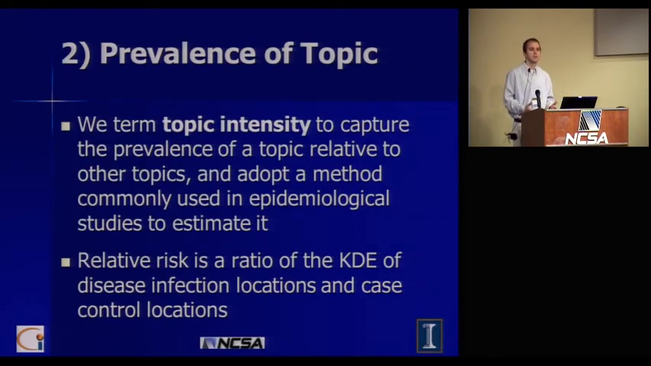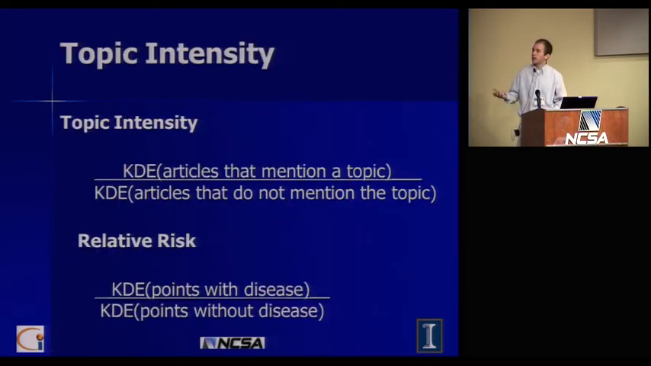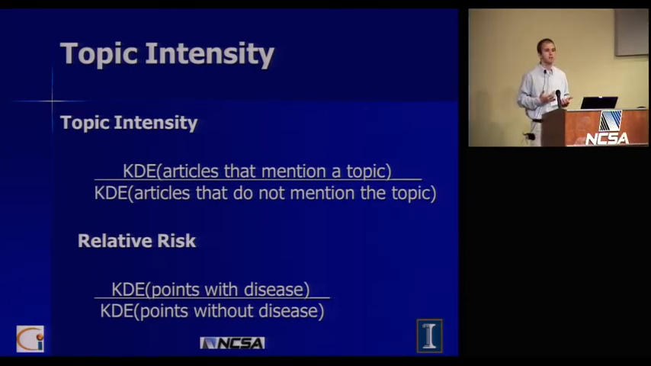We also have to look at the prevalence of the topic at that particular location. So we term topic intensity to capture the prevalence of a topic relative to all of the other topics. And we adopt a method commonly used in epidemiological studies to estimate it. For those of you who have heard of relative risk, it's the ratio of the kernel density estimation of disease infection locations, the point-based locations where disease is, and your case control locations where your susceptible population is. If we do this kind of analogous comparison to relative risk, you have the density of the points with disease on the top, and the density of the points without disease on the bottom. For topic intensity, we take the density of the articles that mention a topic on the top and the density of articles that aren't mentioning the topic on the bottom, and we get topic intensity. This is the prevalence of the topic being discussed in this text.